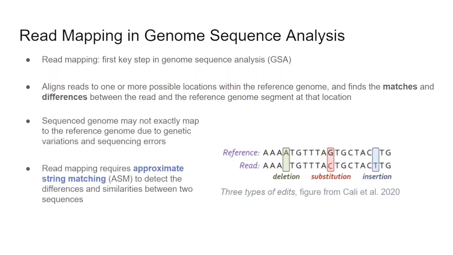However, mapping them back is a non-trivial procedure because these reads cannot always be mapped back exactly due to expected genetic variations in the sequences or just due to errors from the sequencing process. And so one large computational bottleneck in this read mapping procedure is the requirement for approximate string matching, which is what GenASM tries to accelerate.